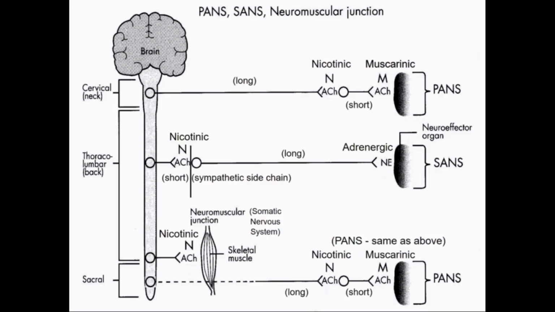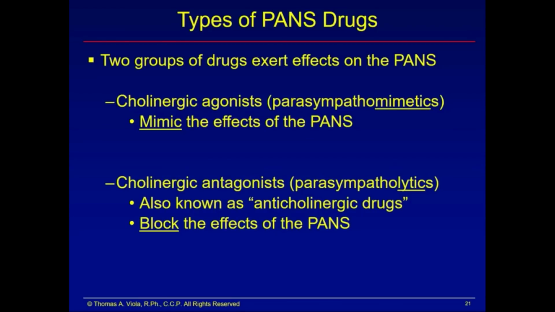And you can see here, if you have the illustrations for this handout, that at the top right, the last junction, the last neuronal junction, right? The last neuron right at the organ. In this case, upper right of the screen, muscarinic receptors. Acetylcholine is your neurotransmitter. So in the PANS, we've got 2 different types of drugs. We've got cholinergic agonists and cholinergic antagonists.